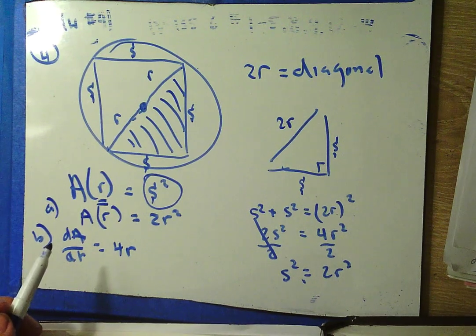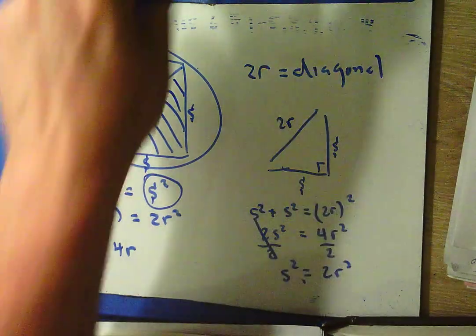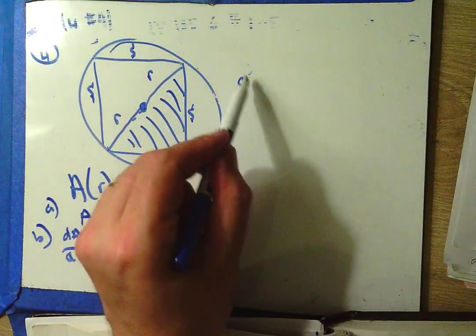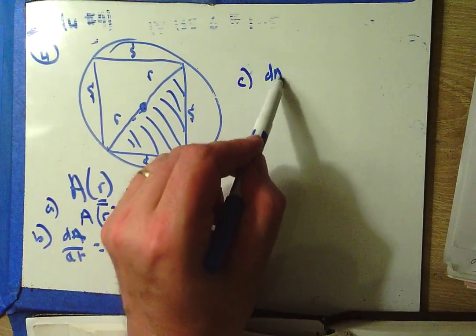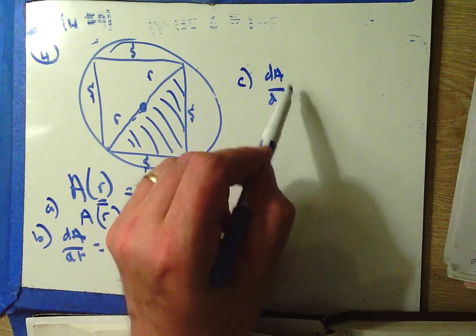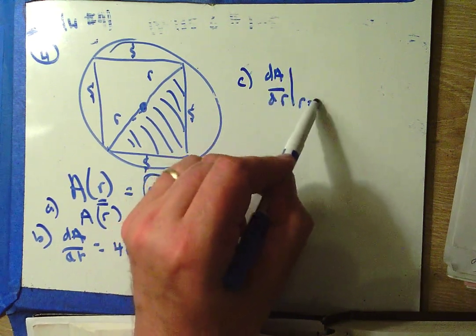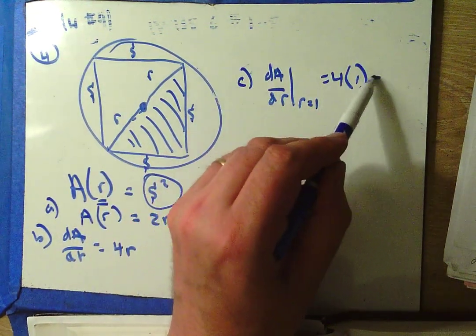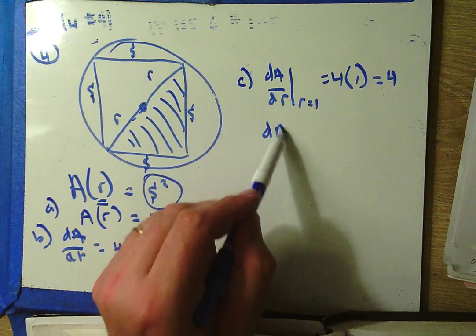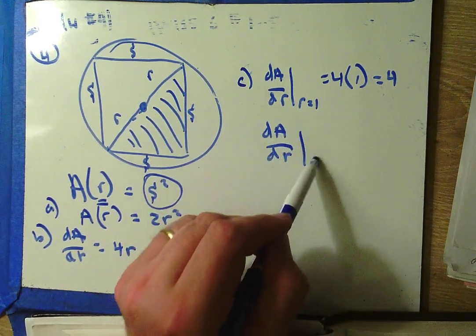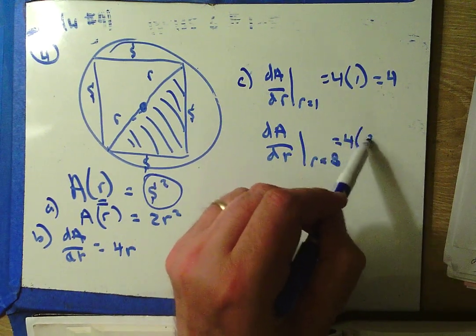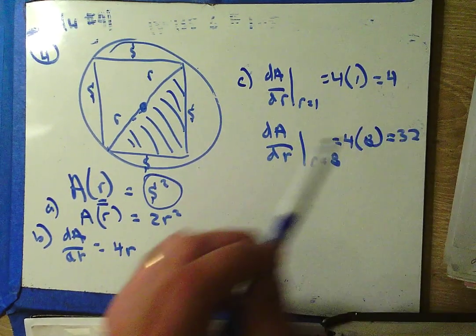And then in part C, evaluate the rate of change in A at r equal to 1 and r equal to 8. Okay, so for part C, they want to know what dA/dr is when r equals 1. And so we get 4 times 1, or 4. And they want to know what dA/dr is when r equals 8. And so that's going to be 4 times 8, or 32.